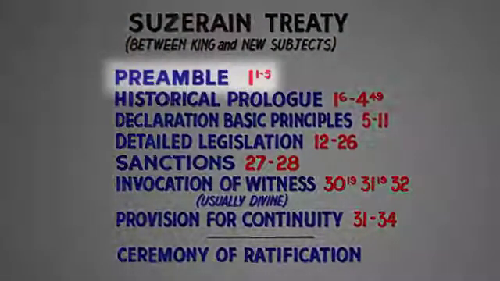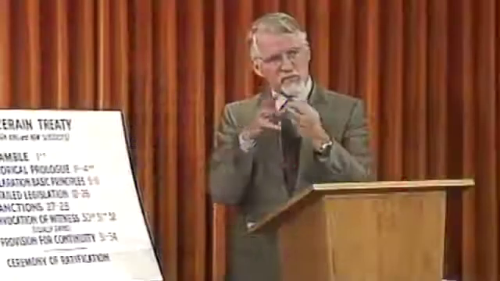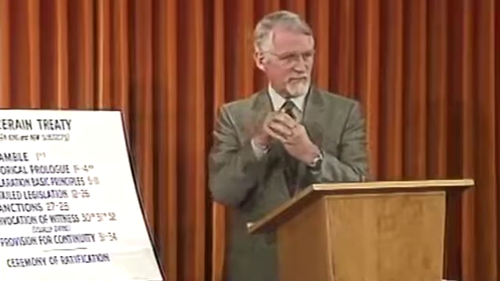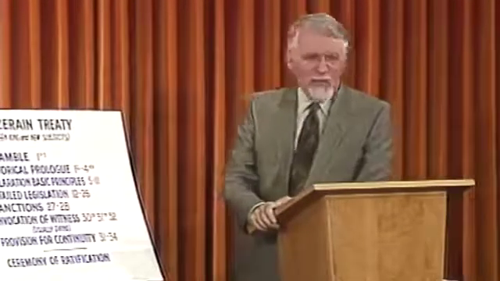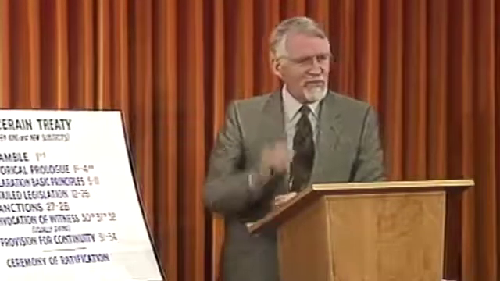There was a bit of a preamble. This is a treaty between Pharaoh and the Hittites or whatever. And then there would be a historical prologue that summarized how this king and this people came to be related to each other. And after that little bit of history, there would be a declaration of the basic principles on which the whole treaty would be based. After that, there were detailed laws in the treaty as to how they were to behave. And then came sanctions, meaning rewards or punishments. What the king would do if they did behave properly and what he would do if they didn't.